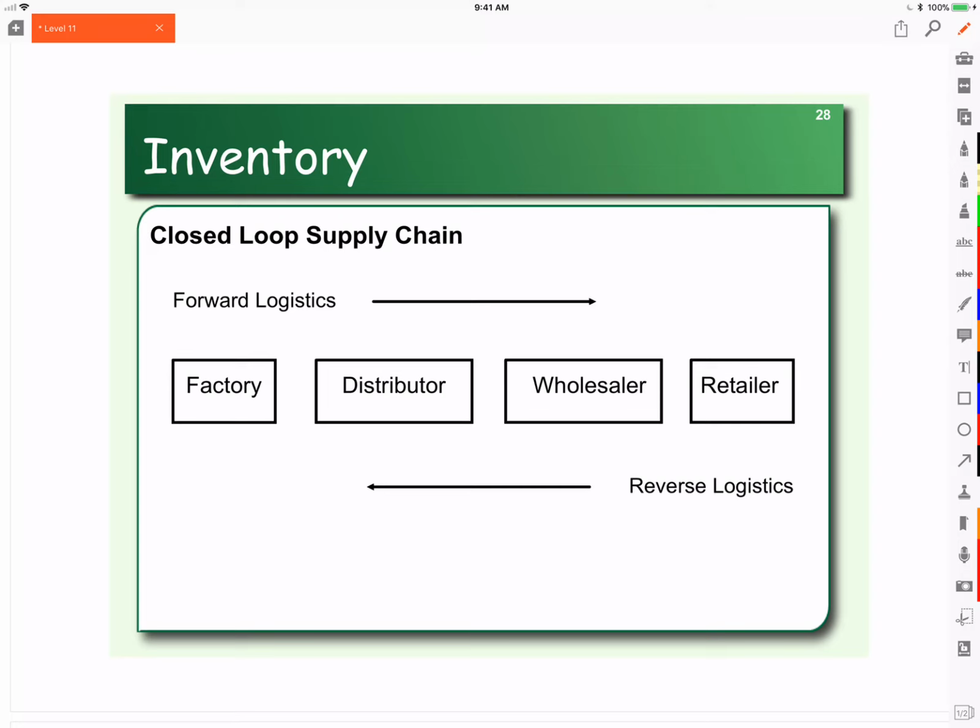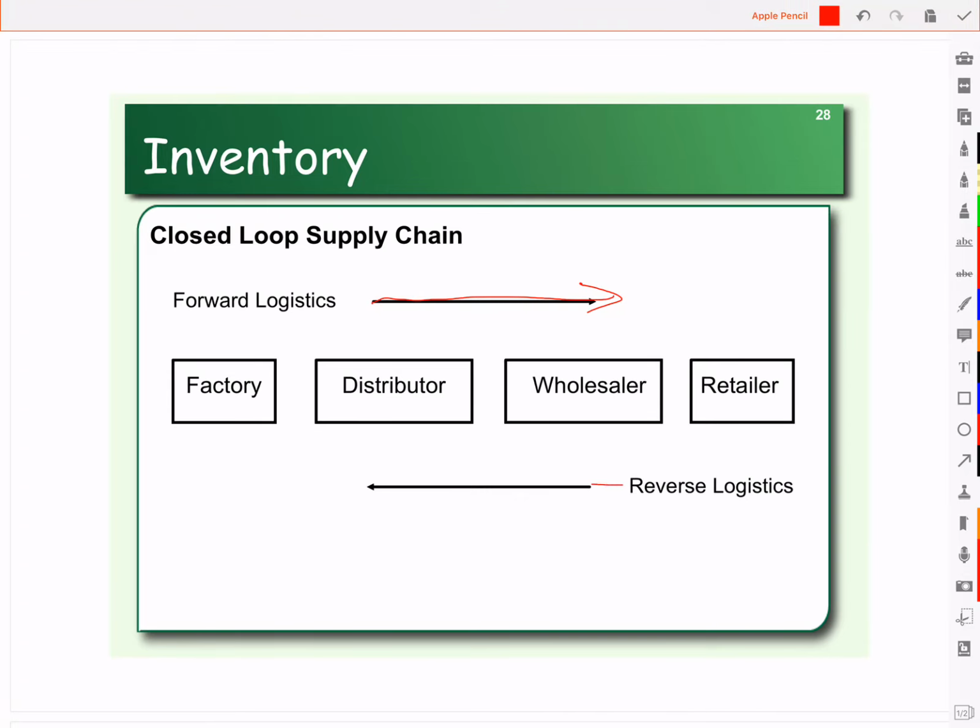where it can be refurbished or repaired, or if it can't be, then where it can be scrapped for parts. So with a closed loop supply chain, we're going to incorporate both that forward logistics and the reverse logistics. And the key here with closed loop supply chain is we're managing forward logistics and reverse logistics over the entire life of the product.